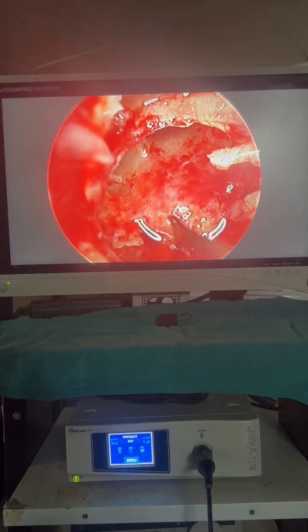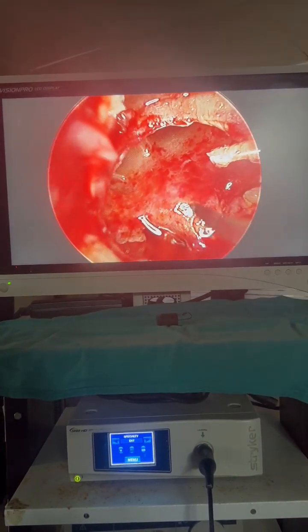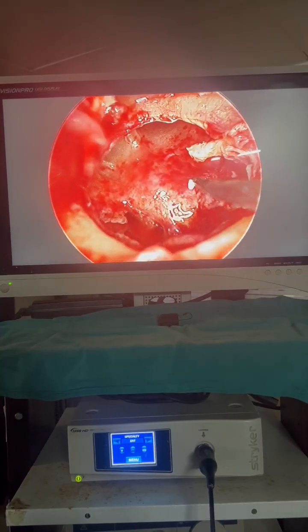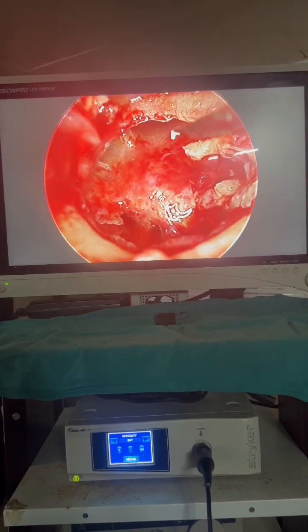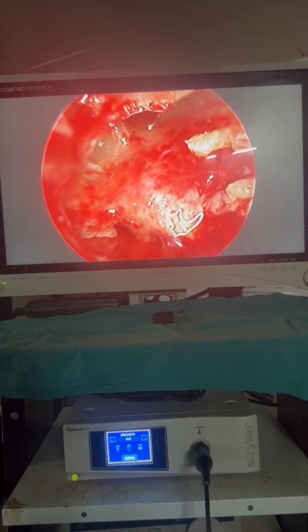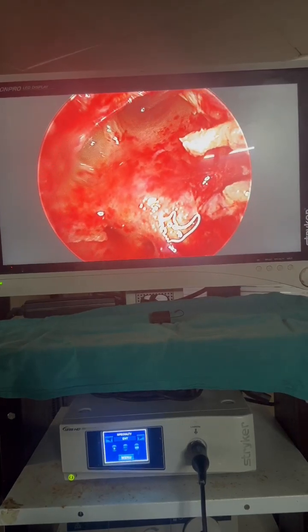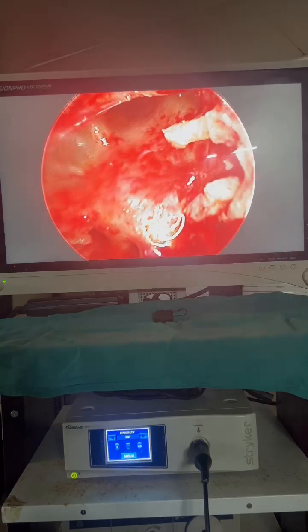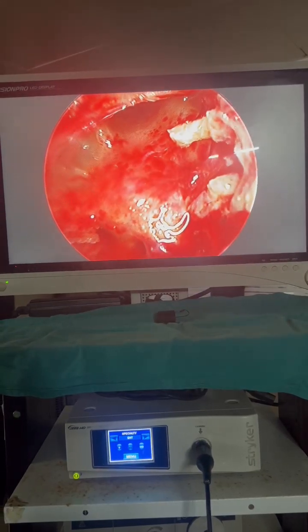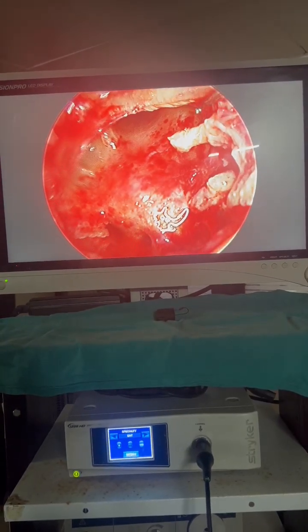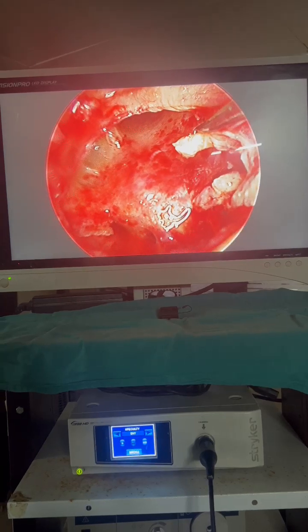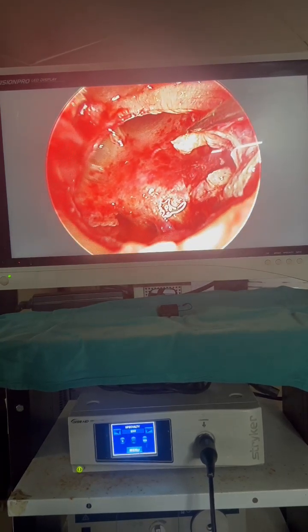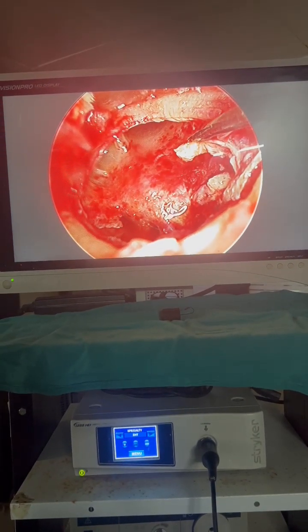Different structures of the medial wall of the middle ear are visible in this endoscopy. Anteriorly, you can see the eustachian tube opening, beautiful eustachian tube opening. Just above the eustachian tube opening is the processus cochleariformis, from where the tensor tendon takes a turn to insert on the medial aspect of the handle. This is the handle of the malleus, and on disturbing the handle, you can see the movement of the entire chain.